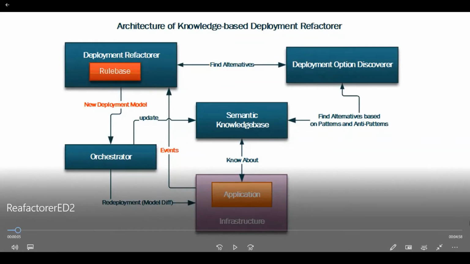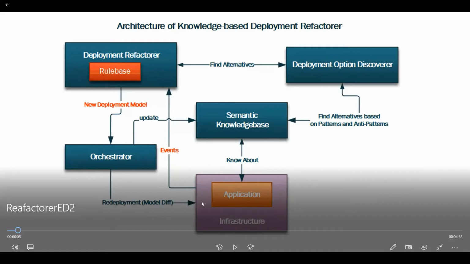We have an infrastructure, and then we have an application deployed on the infrastructure. Then the orchestrator manages this deployment. Then we have a semantic knowledge base that has all the knowledge about this application and infrastructure, which includes not just the current application, but also possible alternatives, like possible alternative components, possible alternative resources, and constraints, and so on.